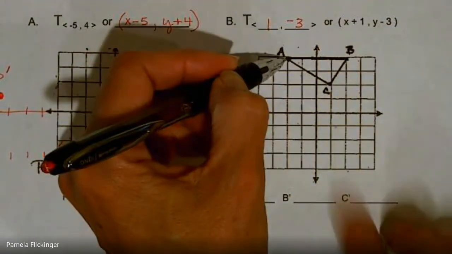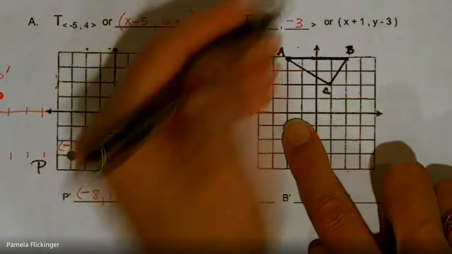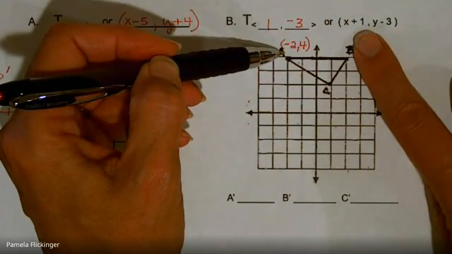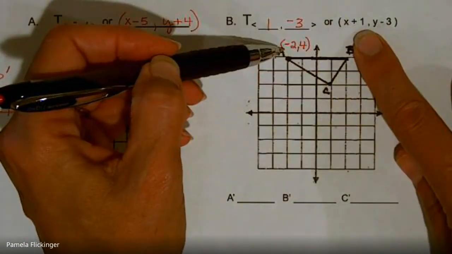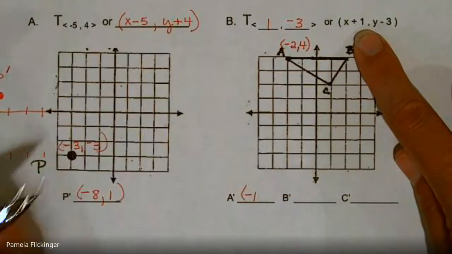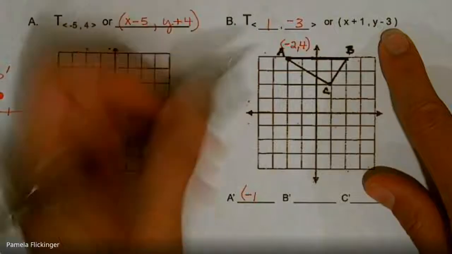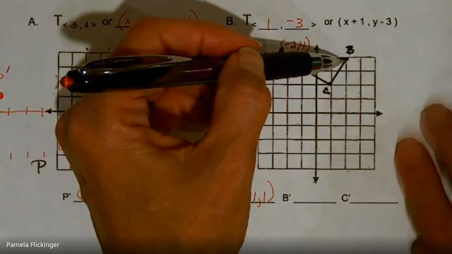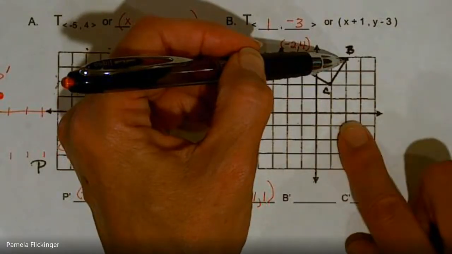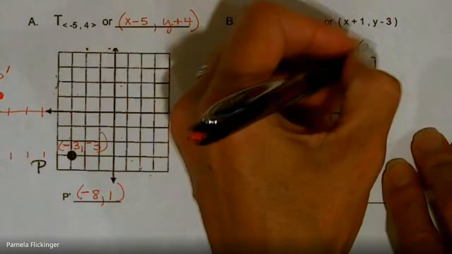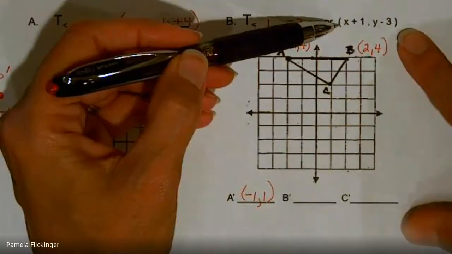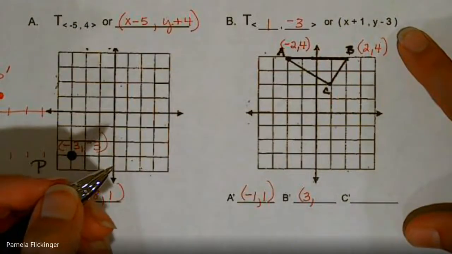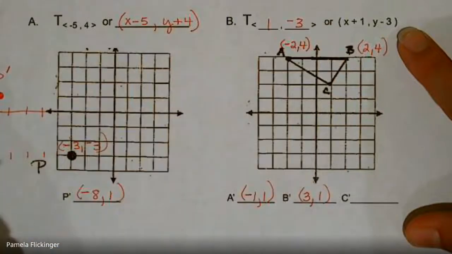So coordinate A is -2 up 4. So if I applied this rule, I'm going to add 1 to -2. That puts me at -1. And I'm going to subtract 3 from the y coordinate. That puts me at +1. All right, let's look at point B. Point B is over at +2, +4. So if I apply the math, I'm going to do 2 plus 1, puts me at 3. And then 4 minus 3, again, has me at +1.